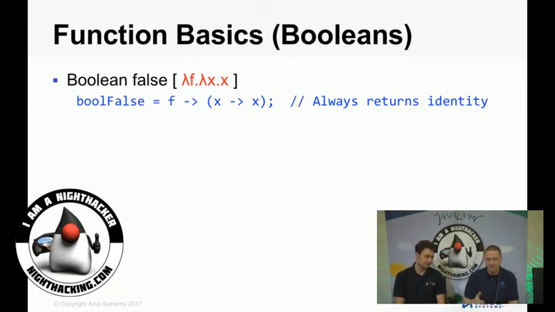Now, for false, what we're going to do is create a lambda expression which returns a lambda expression, which is itself identity. We'll kind of see why that works in a minute. But false always returns identity. This might seem a little counterintuitive, because what we're saying is it always does the same thing. So it's kind of like the flip side of what you would expect.